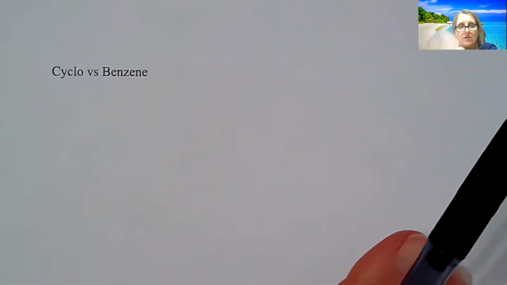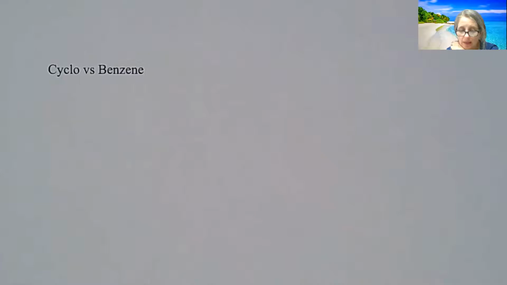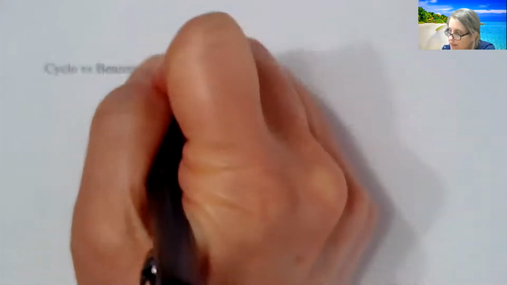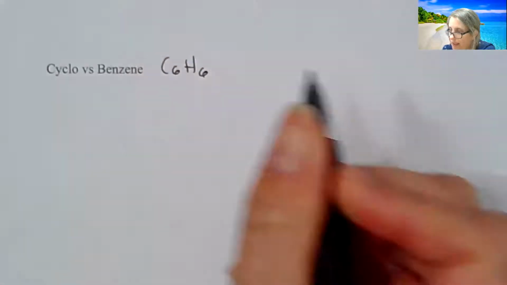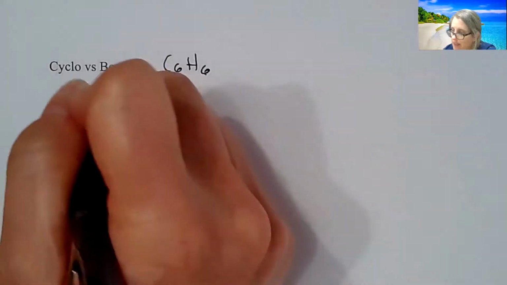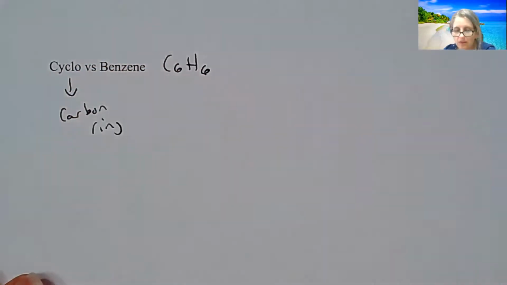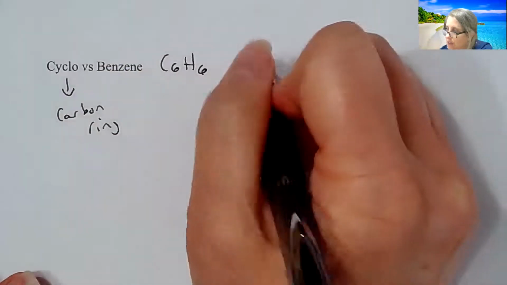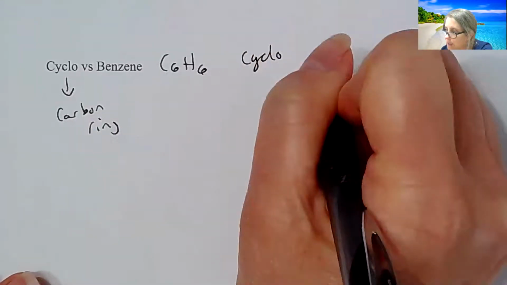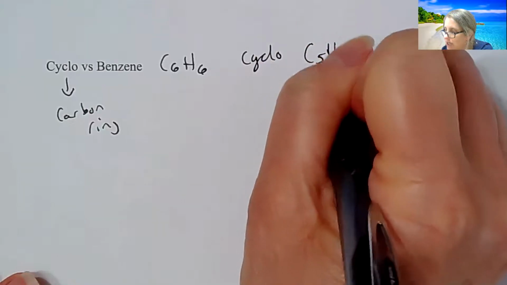So finally, I just want to finish up our discussion on organic between what we call cyclo and benzene. Benzene is a very important molecule for organic chemistry. Its formula is C6H6. But cyclos are what we call carbon rings, but they're going to look very similar, but there is going to be a slight difference. So if I think of cyclos, I could do C5H10.